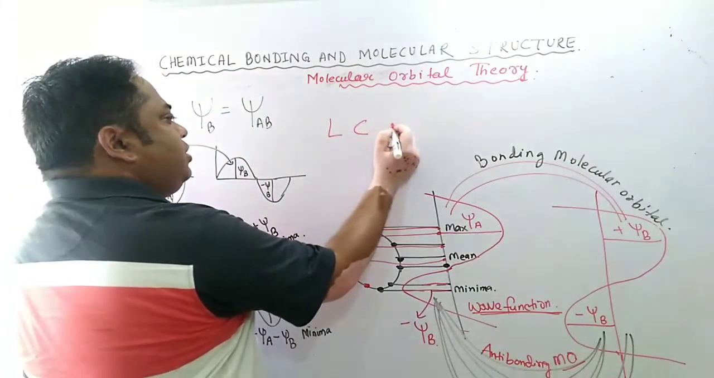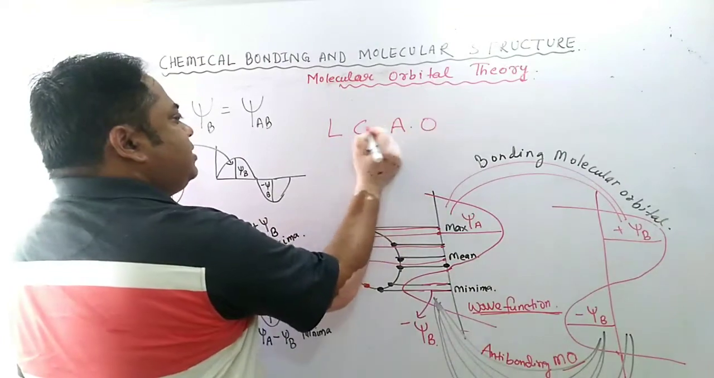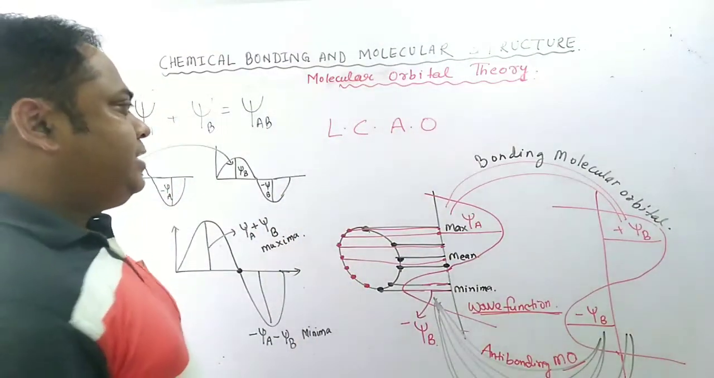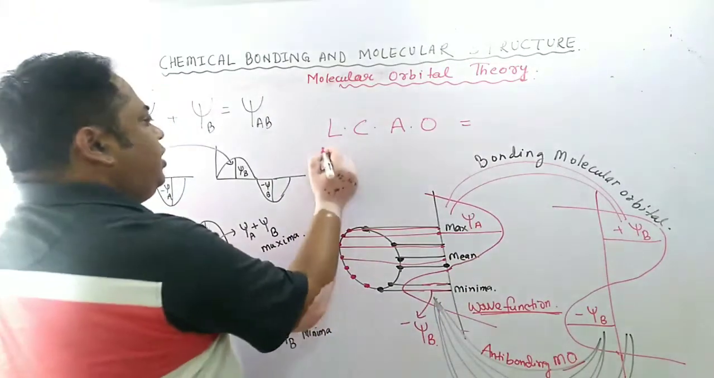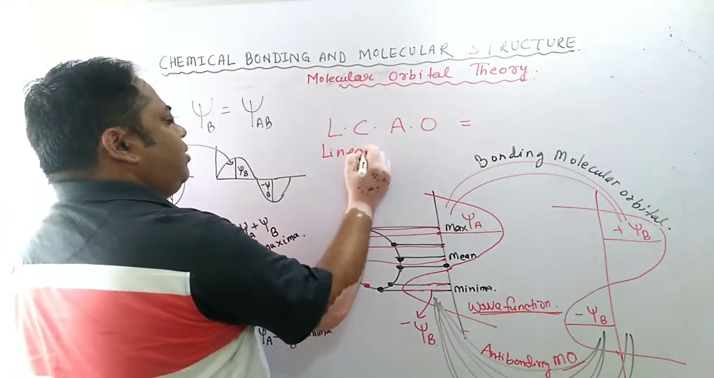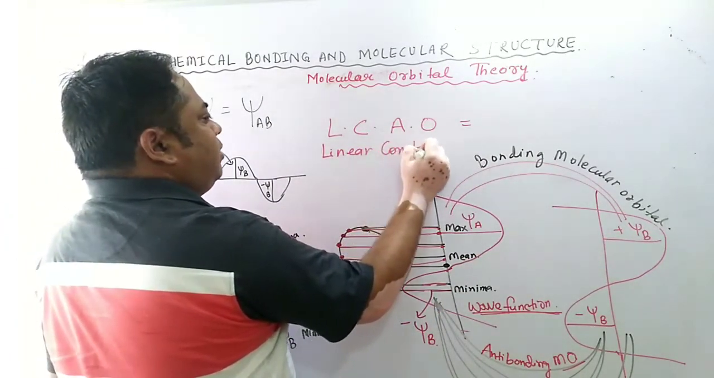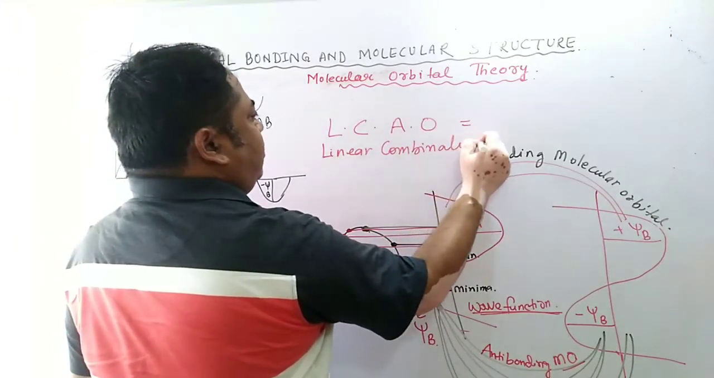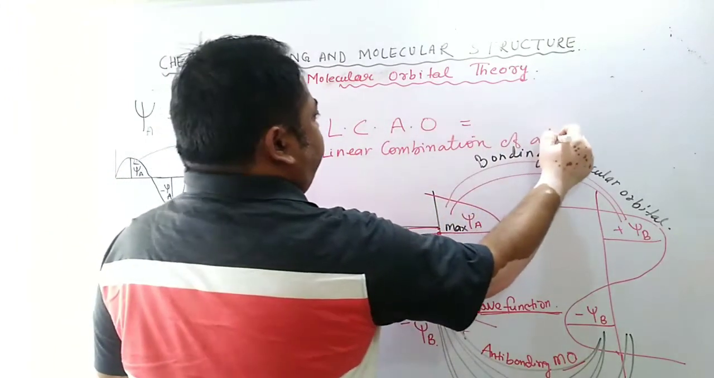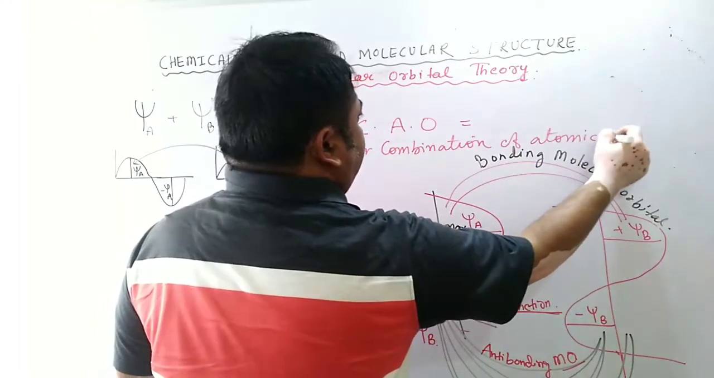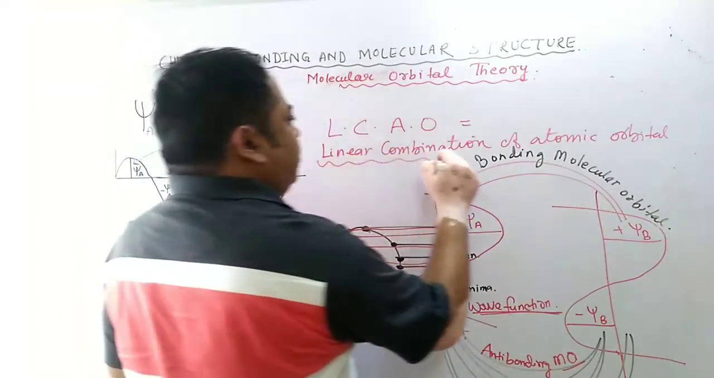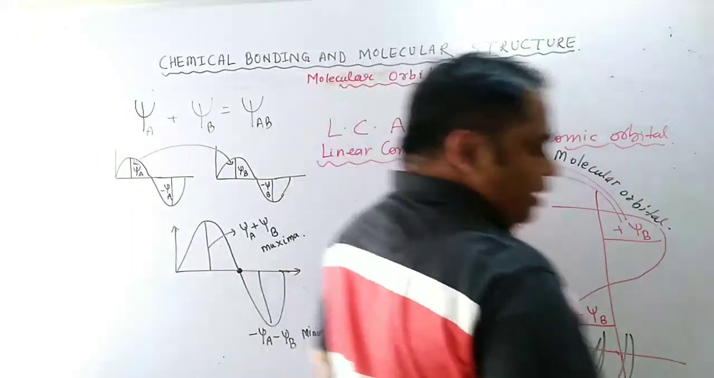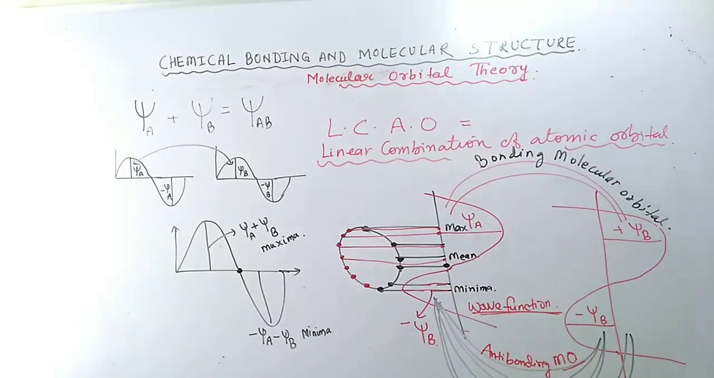Linear combination of atomic orbitals takes place. This abbreviation is an accepted abbreviation, I am not using it from my end. It is called linear combination of atomic orbitals. Linear combination of atomic orbitals.